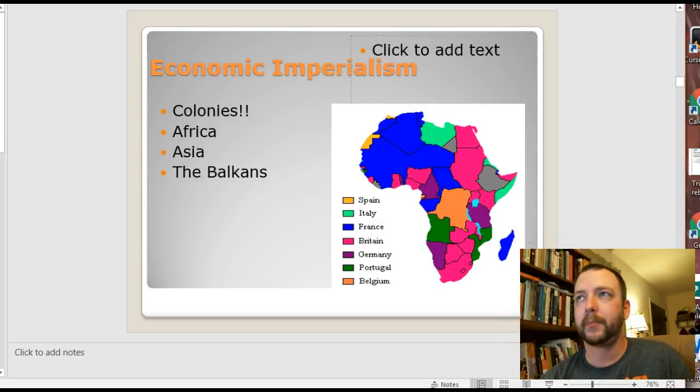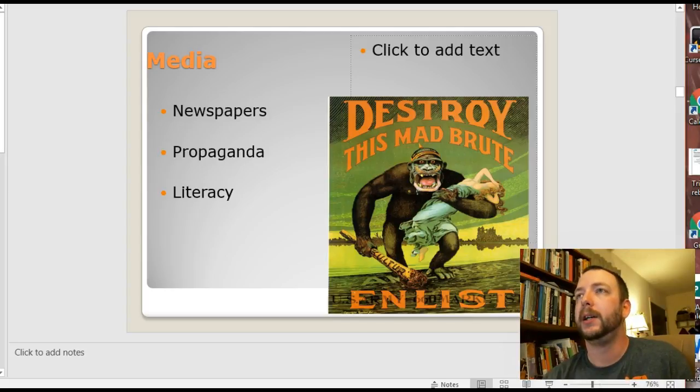The final one we're going to look at here is the media, and we're talking about newspapers. And in these newspapers, there's an awful lot of propaganda, and literacy is a big cause for this one, because with public education, lots more people are able to read, and read the newspapers especially. So there are state-run newspapers that are instilling nationalism and justifying the militarism and the economic imperialism in these European countries. So this is the last of our major causes of World War I.